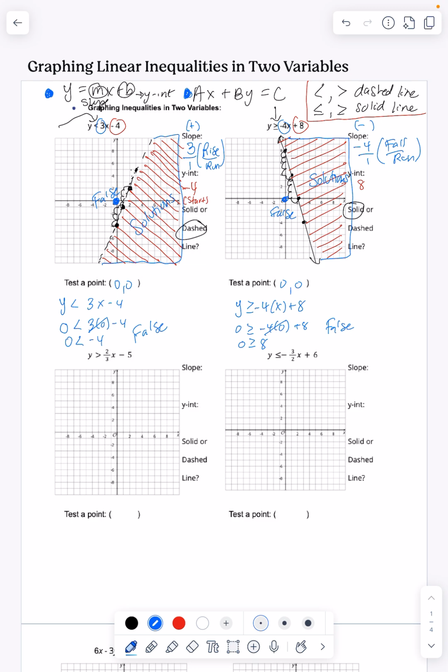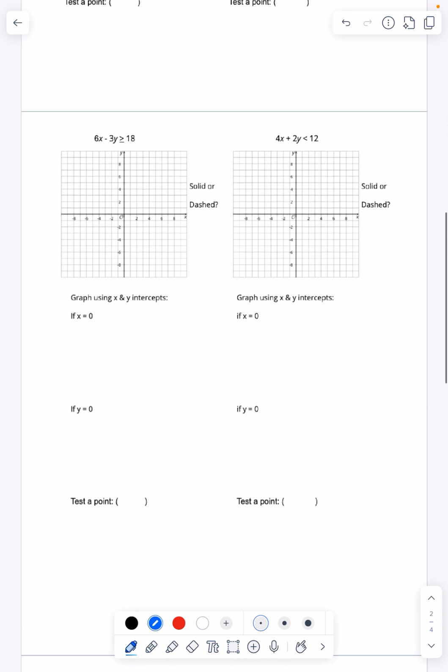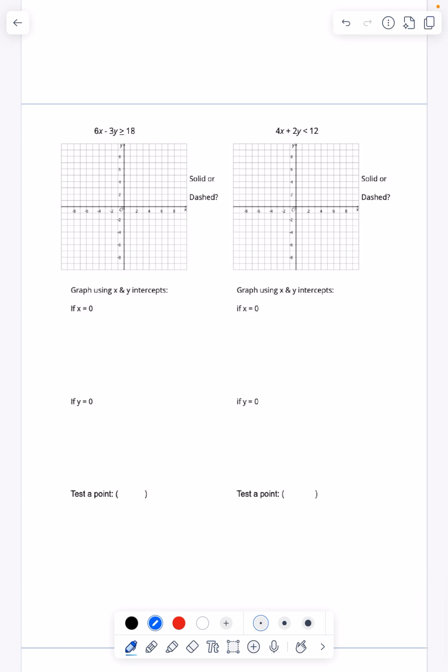But then there are times where we might have it in standard form. So that's going to be a little different, because in this case, we can't identify the slope and y-intercept just by looking at the inequality. We actually would want to approach it by finding the x and y-intercepts. So in this case, we have this first inequality, 6x minus 3y is greater than or equal to 18. So first we want to find the y-intercept. We do that by setting x equal to 0, and then we'll find the x-intercept by setting y equal to 0.